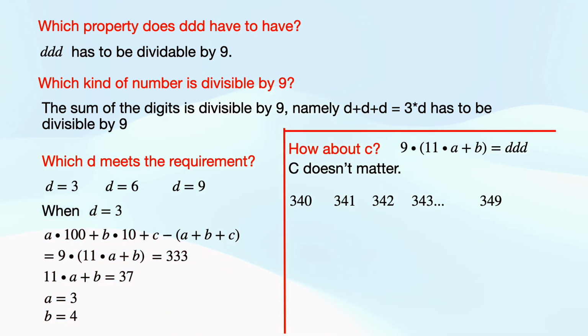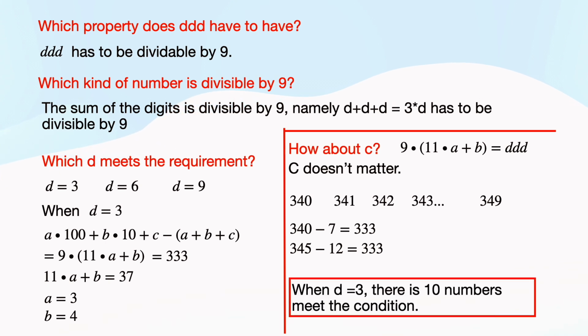You might ask me, are you sure? Let's verify. 340 minus (3 plus 4), which means a plus b plus c is 7, we get 333. Let's randomly take another one, for example, 345 in the middle. Then it has to minus (3 plus 4 plus 5), which is 12. It's also 333. They all meet the condition. So we draw the conclusion: when d is equal to 3, 10 numbers can meet the condition.